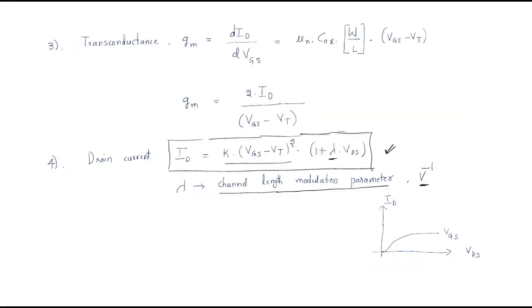What is the next formula? The next formula is transconductance, represented by GM. Transconductance is the difference in output current by the difference in input voltage. The output current is the drain current, and the input voltage is VGS. When we differentiate with respect to this, we get mu n COX W by L into VGS minus VT. Here mu n is the mobility of the electrons, COX is the oxide capacitance, W is the width, and then VGS minus VT. So you will get this GM.